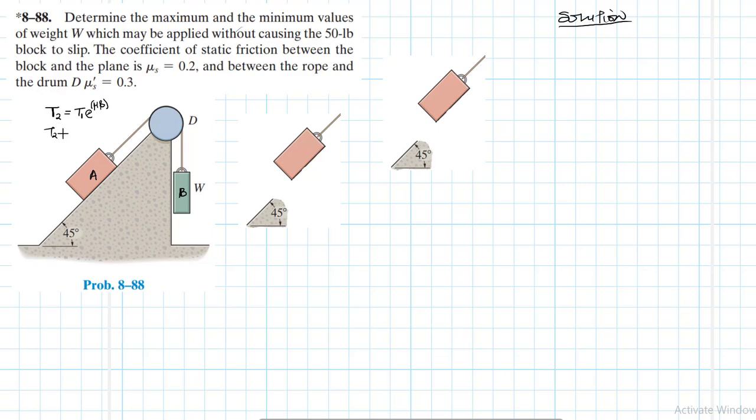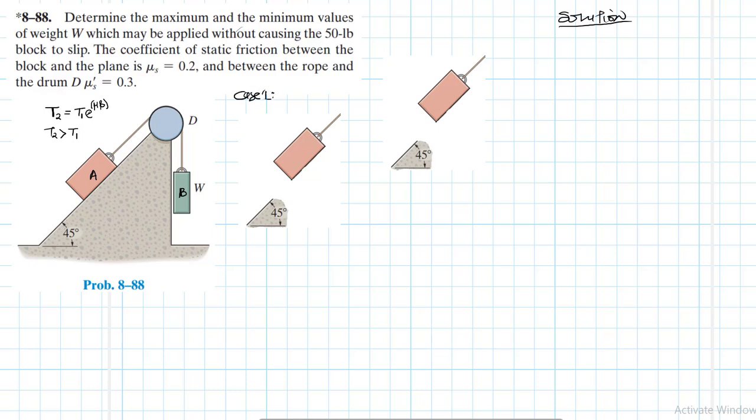So T2 in this case is always larger than T1. So we'll need to choose which one is T2 and which one is T1. And since we have been asked to determine the maximum and the minimum values of block B or weight W, I'll have two cases. So let's dive directly into the cases so that we begin to work on the problem. Right, so we have case 1.